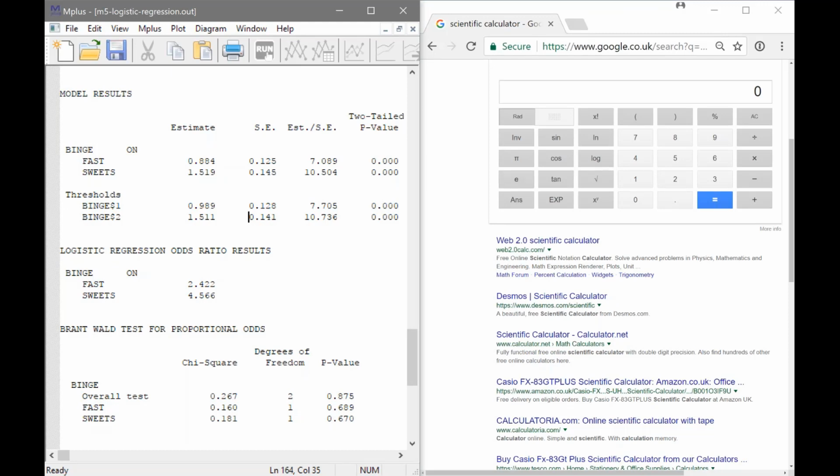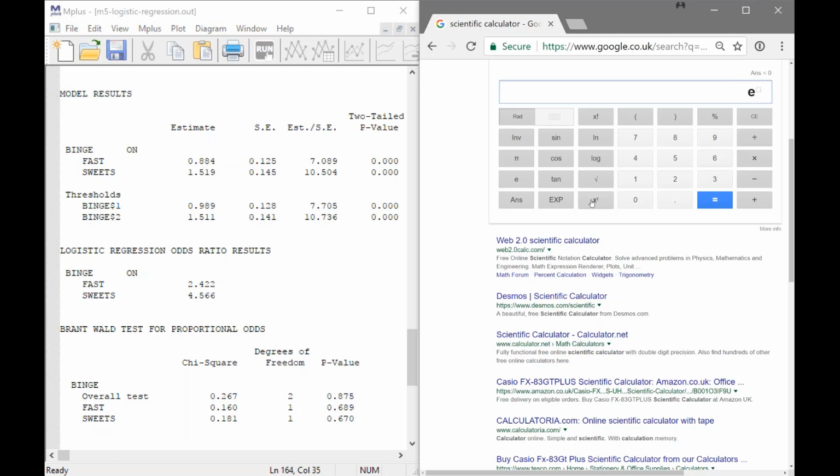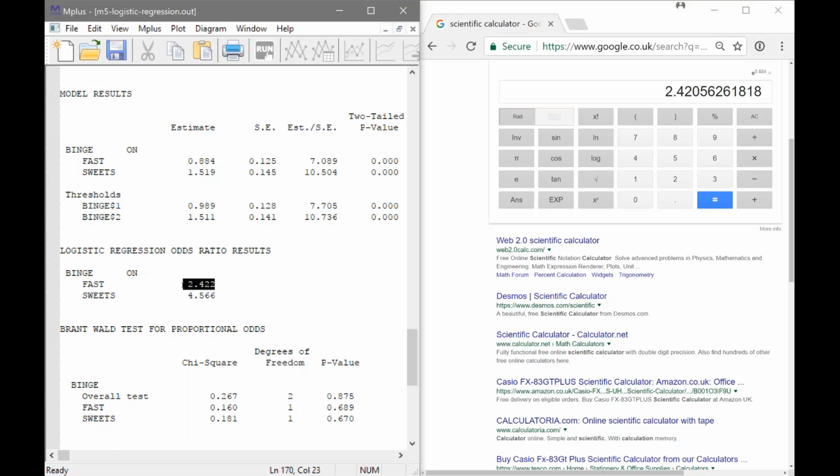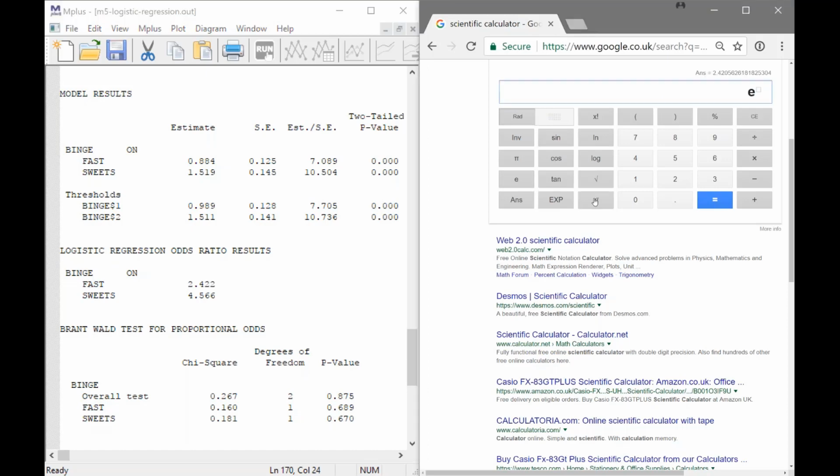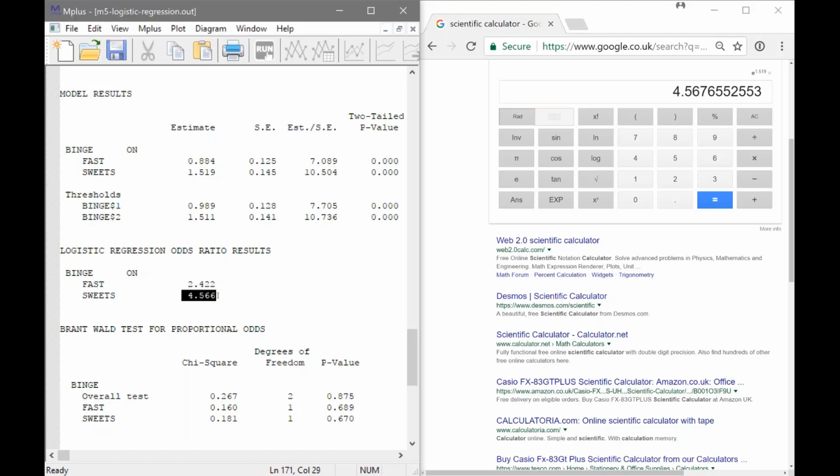What you have to do is say e to the power, and the power will be the number you have here. So in this case it's 0.884. And this gives you 2.42. Now this number is not exactly the same as the number you see here, and this is because I have reused rounded values in my calculation. Let's try the other one. You would say e to the power, and then you would use the log odds here, 1.519. And the result you get is actually very close to the odds ratio result here.